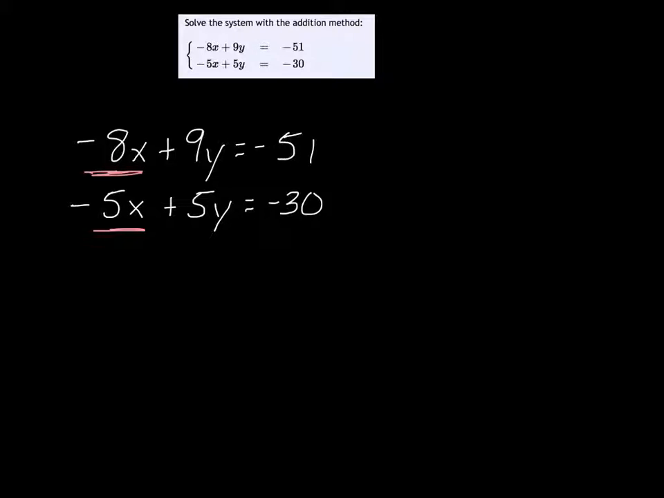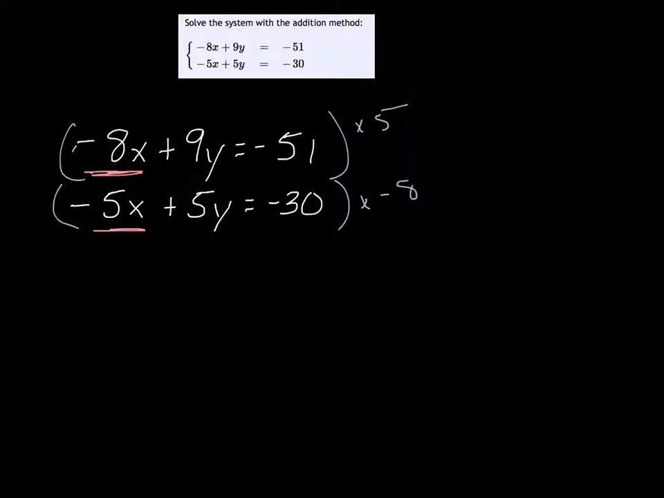What I'm going to do is make the top equation have an x coefficient of negative 40, and I'm going to make the second equation's x coefficient positive 40. So negative 40 and positive 40. Which means I need to multiply this first equation by 5. I have to do this to each term. And I'm going to multiply the second equation by negative 8. And again, I'm only focusing on the x coefficients, but every term has to fall in line here.